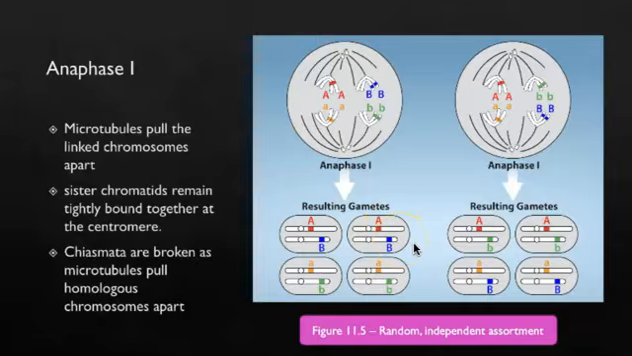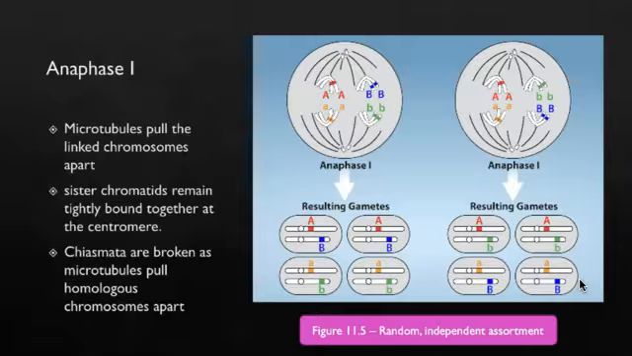The way they assort in anaphase 1 is helping to contribute to its genetic diversity. And this process is called independent assortment. I don't have that on the slide written, but we have it labeled for our figure. It's an important term to know.